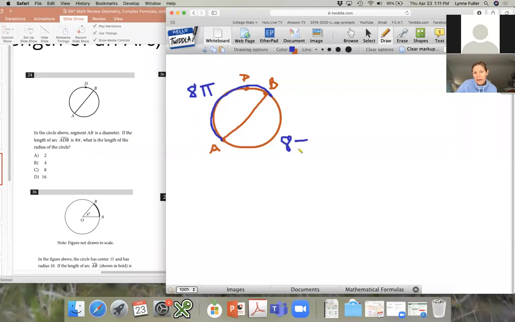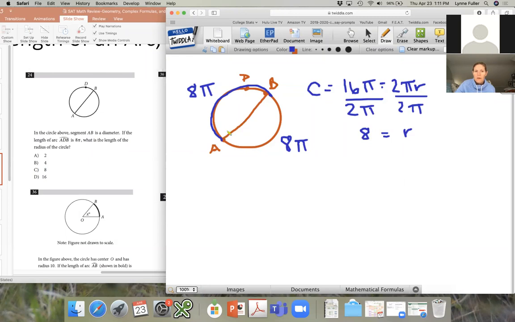And then the other half is the other 8 pi, which means the circumference of this entire circle is 16 pi. And circumference of the circle is 2 pi r, right? That's the formula. So 16 pi would be equal to the formula for the whole. All right, now it says, what is the length of the radius of the circle? Well, I can just divide by 2 pi and actually solve, because radius would be 8.